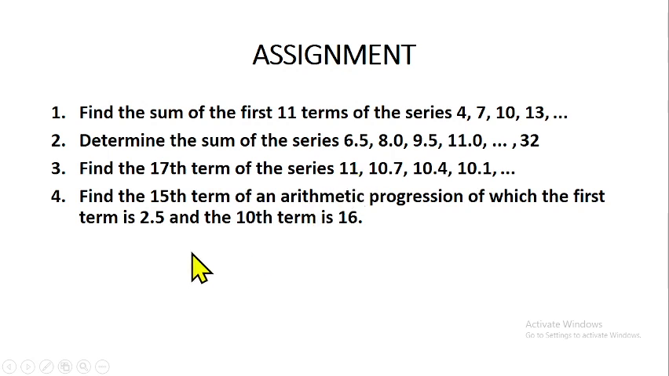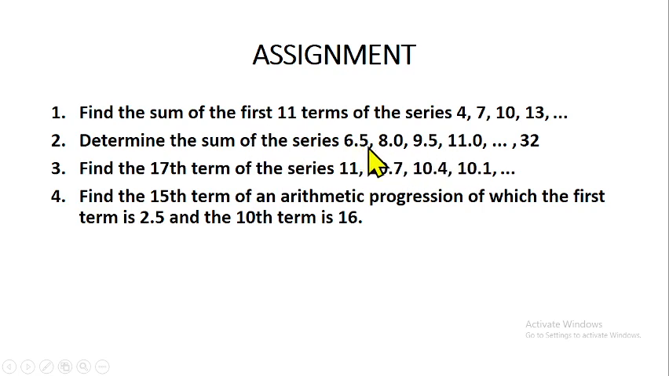All right. So if you understand the sum of terms of an arithmetic progression as well, then you can attempt this assignment. We have to find the sum of the first 11 terms of the sequence, and determine the sum of the series. But you can see that in this series, we don't know the number of terms we are summing. Or do we know it? In this case, we know that we are summing 11 terms together, but in this one, determine the sum of the series, we don't know the number of terms we are summing.